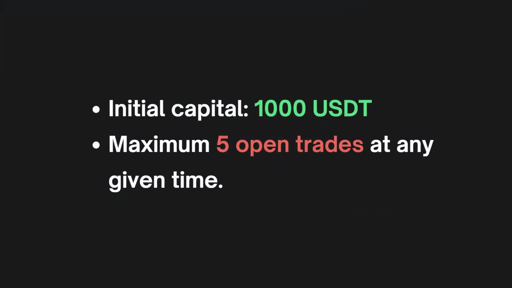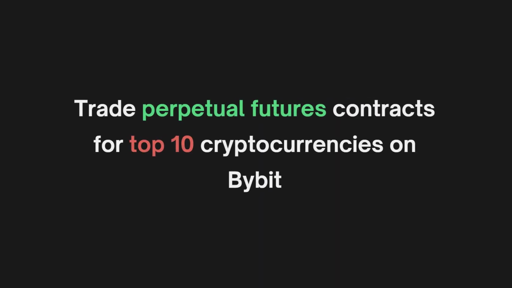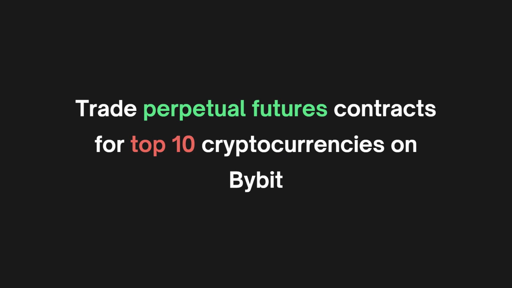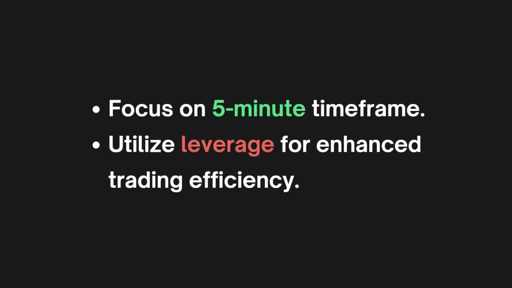Our setup includes a starting capital of 1,000 USDT, with a maximum of 5 open trades simultaneously. We'll trade perpetual futures contracts for the top 10 cryptocurrency coins available on Bybit with significant market capitalizations. We're focusing on a 5-minute time frame, and we will also use leverage during this process.